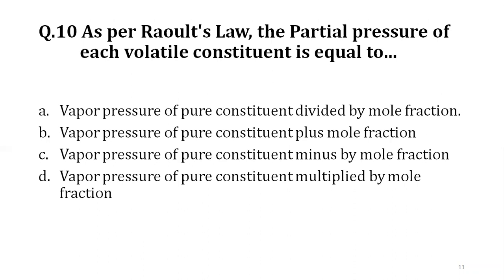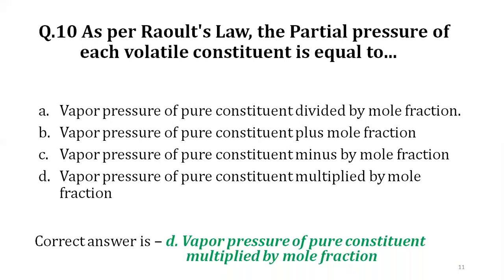Question number 10. As per Raoult's law, the partial pressure of each volatile constituent is equal to option A, vapor pressure of the pure constituent divided by the mole fraction. Option B, vapor pressure of the pure constituent plus the mole fraction. Option C, vapor pressure of the pure constituent minus the mole fraction. And option D, vapor pressure of the pure constituent multiplied by the mole fraction. As this is the statement of Raoult's law, and you guessed it right, the correct answer is option D. The partial pressure of each volatile constituent is equal to the vapor pressure of the pure constituent multiplied by the mole fraction.